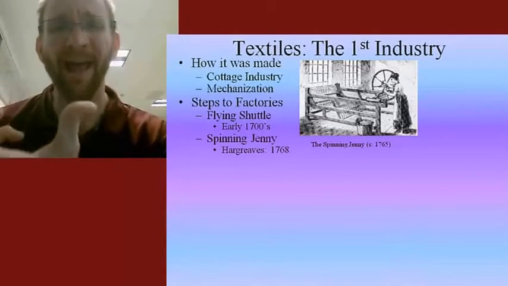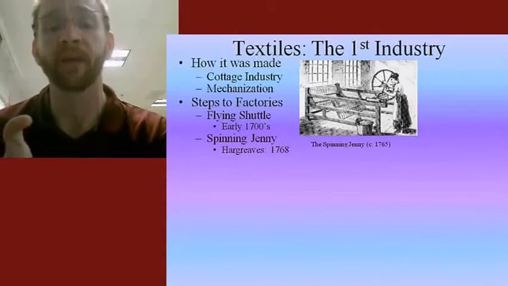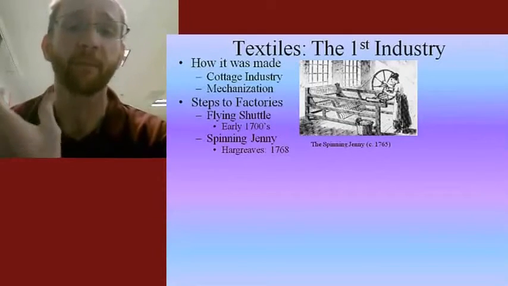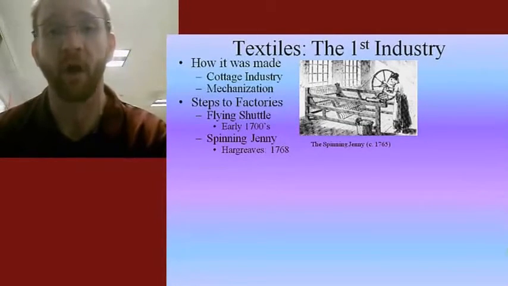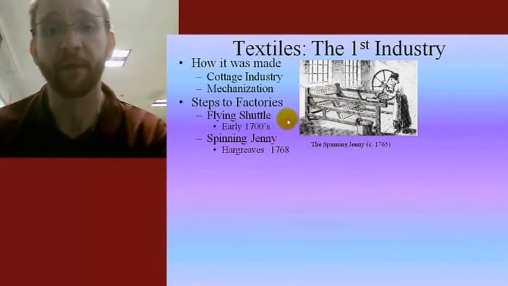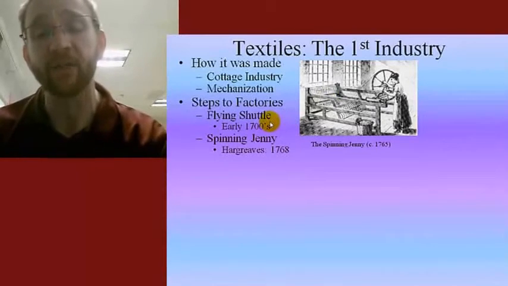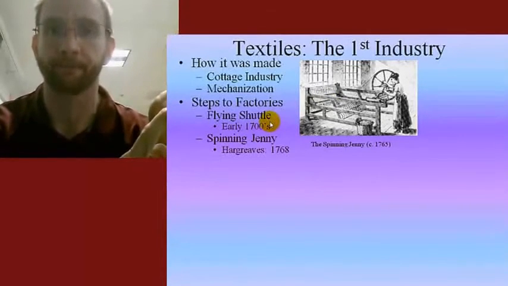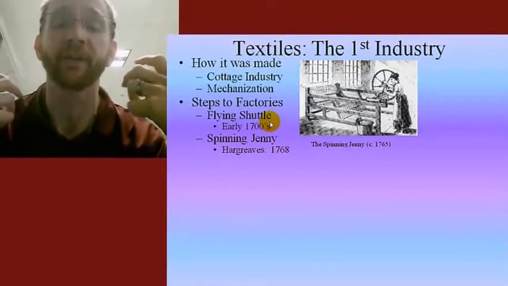Well, about half a century later, a guy named James Hargreaves invented something called the spinning jenny. He named it for his daughter. And what the spinning jenny did was it increased production and sped up production of thread. So the Flying Shuttle made production of fabric quicker, but that only increased the demand for thread.